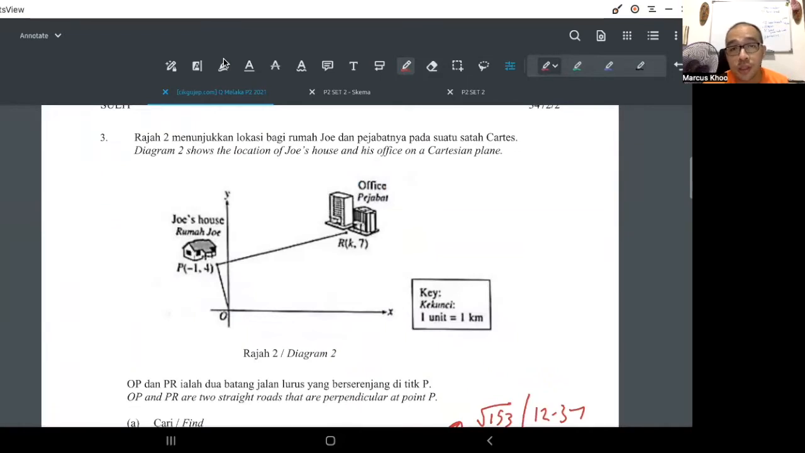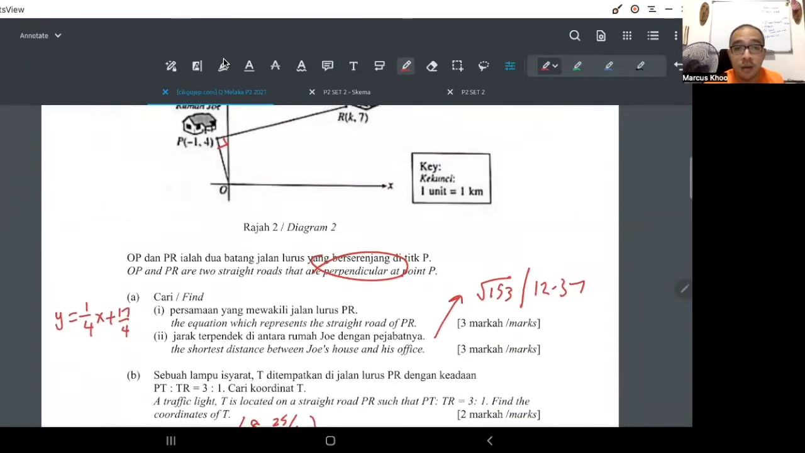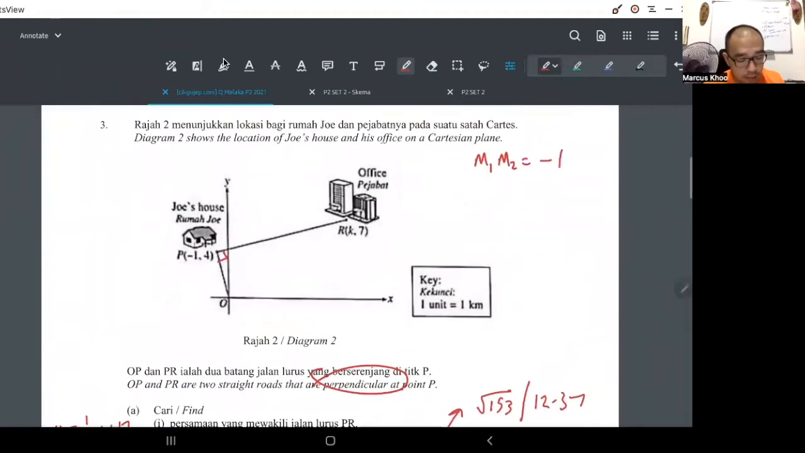Diagram 2 shows the location of Joe's house, which is coordinate (-1, 4), and his office, which is coordinate (k, 7) in the Cartesian plane. Okay, and then it says that OP and PR are two roads that are perpendicular. Okay, when you see perpendicular and you see coordinate geometry, you immediately should know m1 m2 equals -1. Okay, because you know that it is this one. Okay, so obviously the first question will be find the equation of PR.